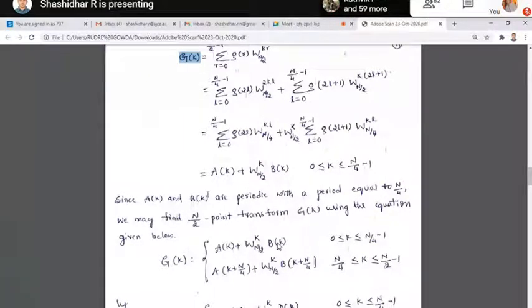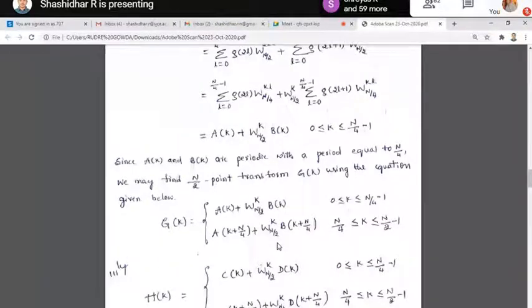we may find the N/2-point transform of G of k using the given equations. G of k is equal to A of k plus W_{N/2} to the power of k into B of k, for 0 less than or equal to k less than or equal to N/4 minus 1. And A of k plus N/4 plus W_{N/2} to the power of k B of k plus N/4, for N/4 less than or equal to k less than or equal to N/2 minus 1. Similarly for H of k.